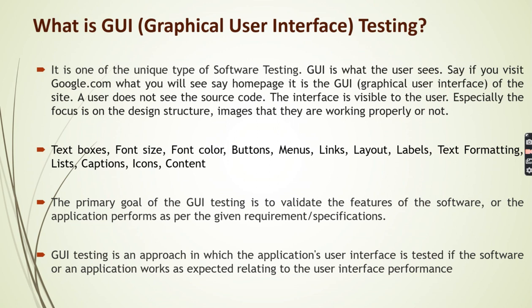The graphical user interface testing process is implemented either manually or automatically and repeatedly executed by a third party organization instead of developers or end users. In other words, GUI testing is an approach in which the application user interface is tested to check whether the application works as expected relating to the user interface performance.